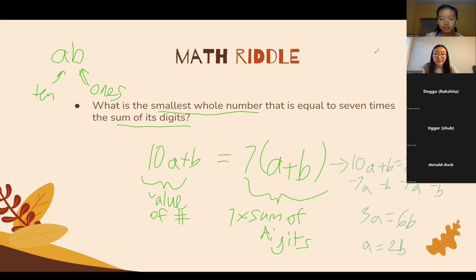And then the smallest way that can happen is if A is 2 and B is 1, because we can't really have A being any smaller, unless you include 0, but for the sake of this problem, we're just going to say positive whole numbers. And so the answer is 21. If you check it, if you add up the digits, it's 2 plus 1, which equals 3, and 3 times 7 equals 21. It equals itself, so it definitely fits this riddle.